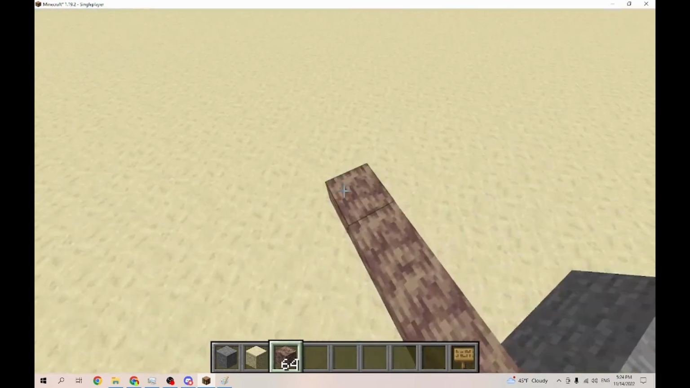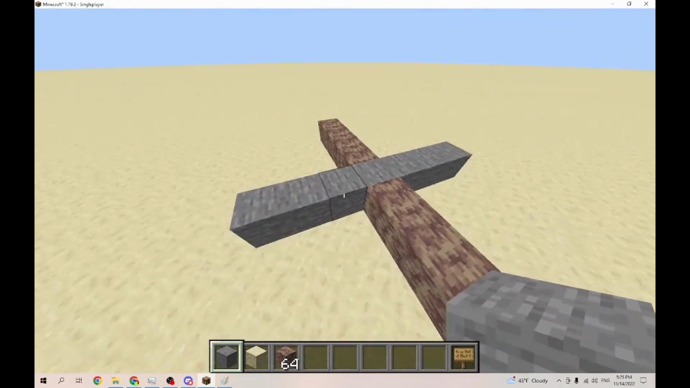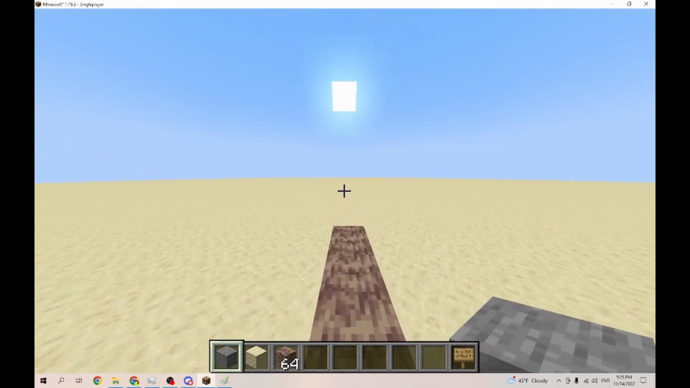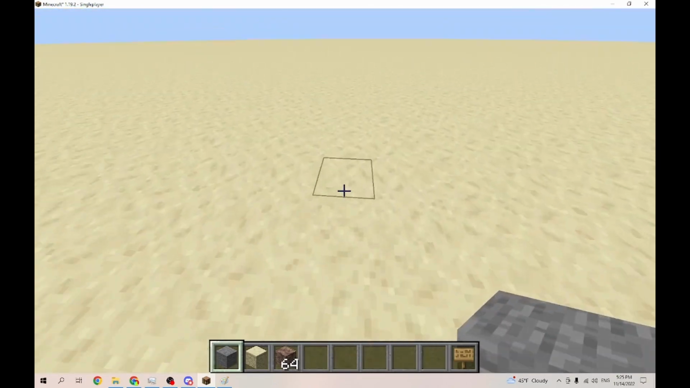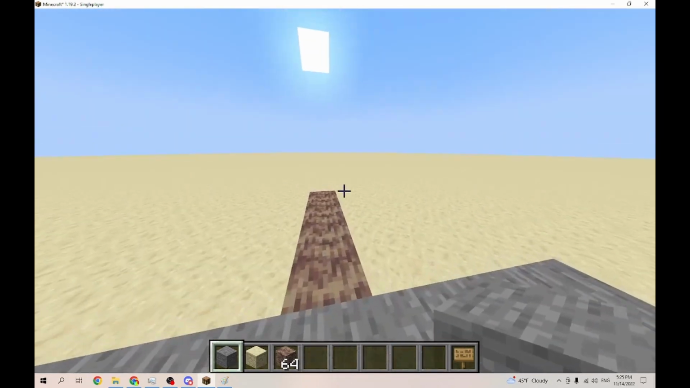Now, this is the X and Z. But how do I know which one of these is the X and which one of these is the Z? So if I walk this line, I'm either going in the Z coordinate or in the X coordinate. But how do I know which one it is? Well, actually, it's very simple.